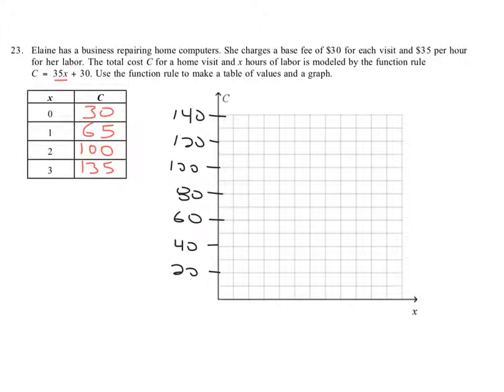And it'll be really the same information graphed. Okay, so let's say at 0 hours, it's 30. So here she's charging 30 at 0. At 1, it's 65. It's right there. At 2, it's 100. Right there. And at 3, it's 135. Right there.